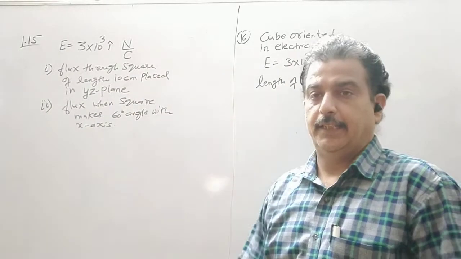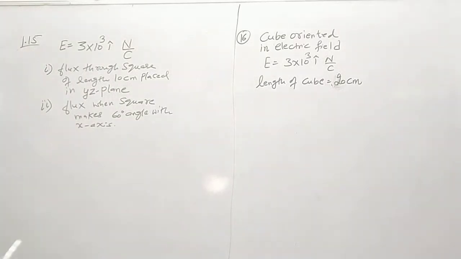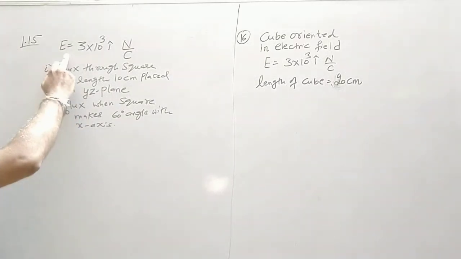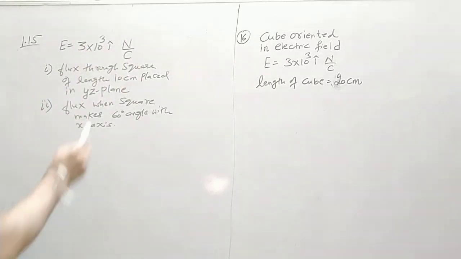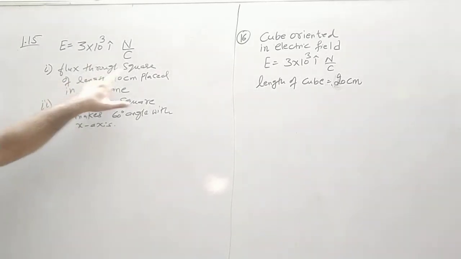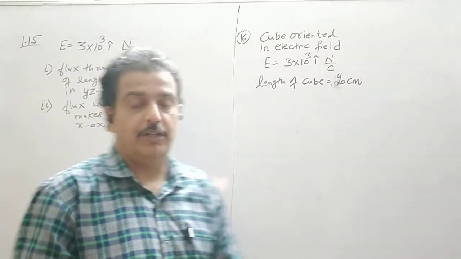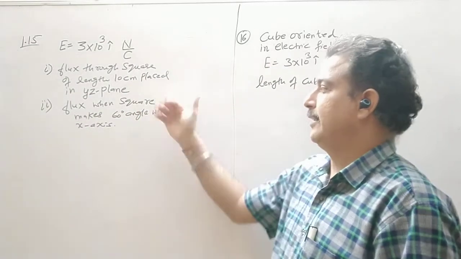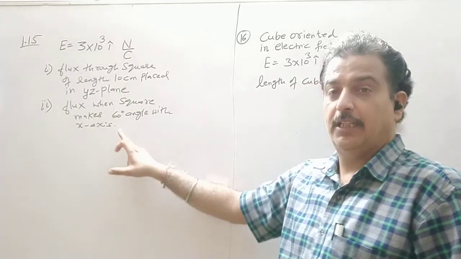Now we will see example number 15 of the exercise. Now what is given? The electric field is 3 into 10 raised to 3 i Newton per Coulomb. Now clearly the direction of the electric field is along the x-axis. We have to find out the flux through a square of length 10 centimeter placed in YZ plane. Again, it is a direct application of the flux formula. And the second part is to find out the flux when the square makes an angle of 60 degree with the x-axis.